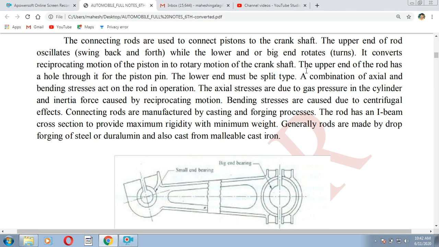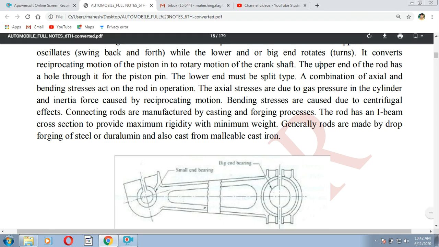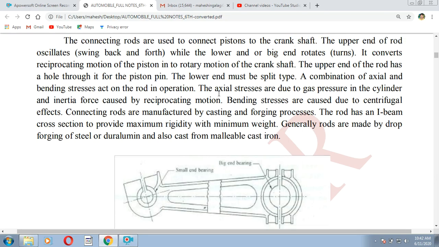You already know this connecting rod will be connected to both the crankshaft and the piston. The upper end of the rod has a hole through it for the piston pin, so that we can connect with the piston using the piston pin. The lower end must be split type. Here you may observe the split type. The combination of axial and bending stress acts on the rod in operation. The axial stresses are due to the gas pressure in the cylinder and the inertia force caused by the reciprocating motion. Bending stresses are caused due to centrifugal effects.